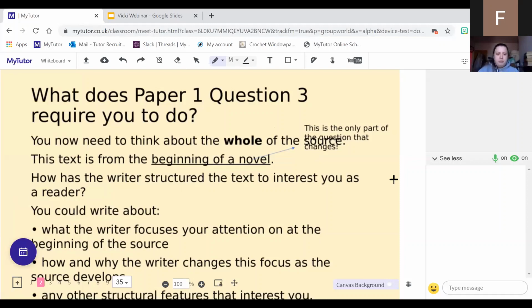So the question always stays the same. So how has the writer structured the text to interest you as a reader? And the bullet points pretty much stay the same. So what the writer focuses your attention on at the beginning of the source, how and why the writer changes as a source develops, and structural features that interest you. So again, 3 bullet points, very similar to question 2.